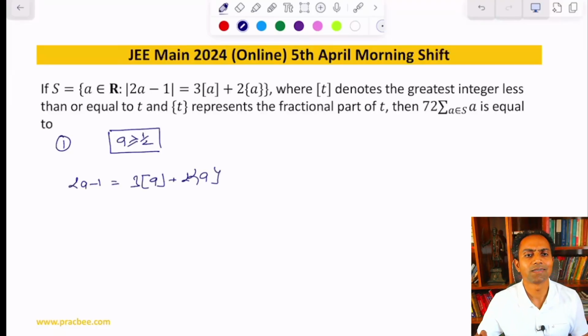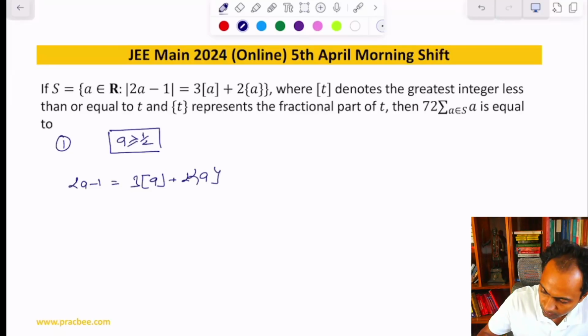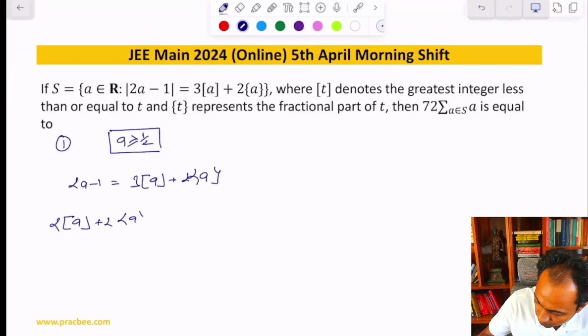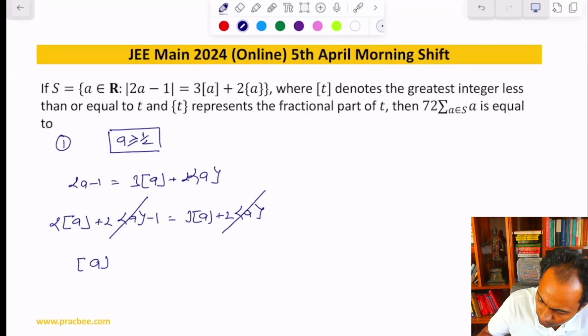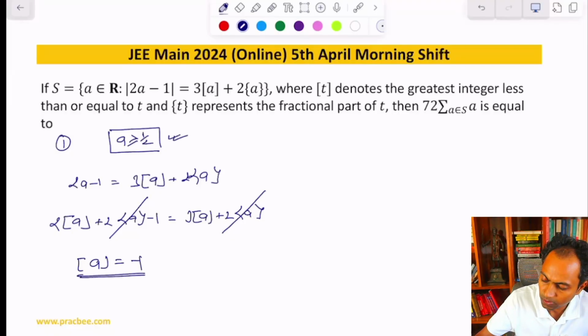Now what is the technique? Once you have removed the mod, the technique is to break down a in terms of GIF and fractional part. So I can write this as GIF of a plus 2 times fractional part of a minus 1 is equal to 3 times GIF of a plus 2 times fractional part of a. If I simplify this, the 2 times fractional part will get cancelled out. And then the value of GIF of a would be equal to minus 1. Now what we are saying is that a is greater than 1 by 2, so this is not possible.